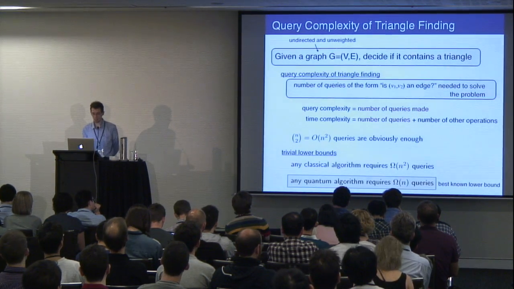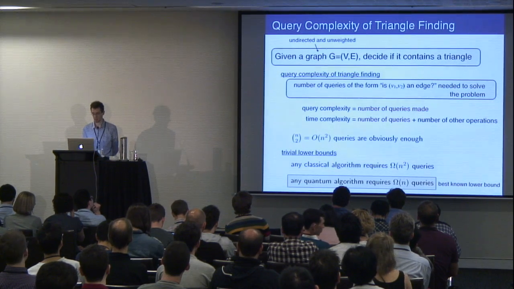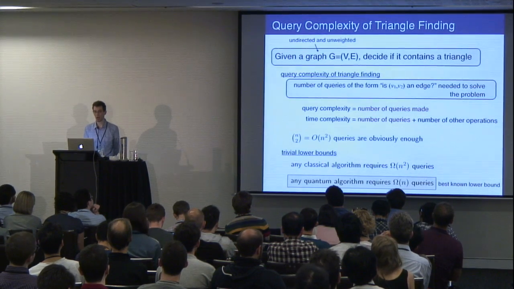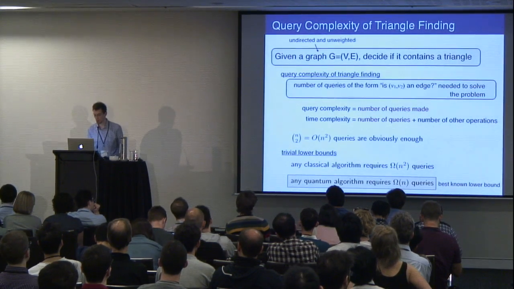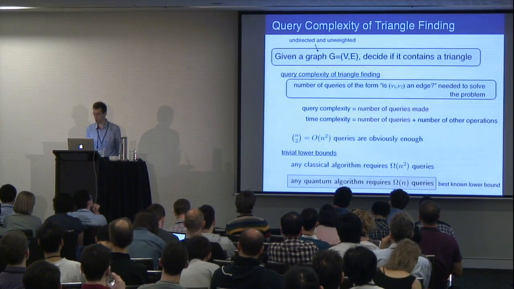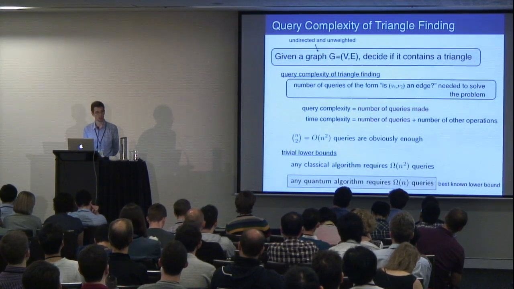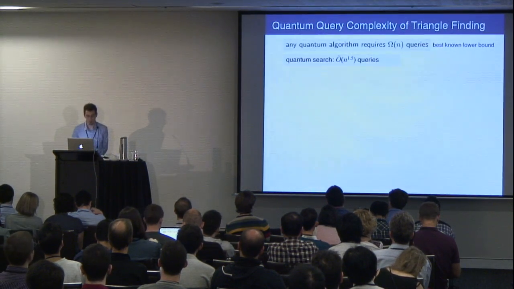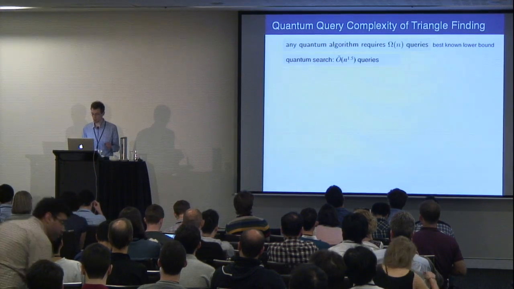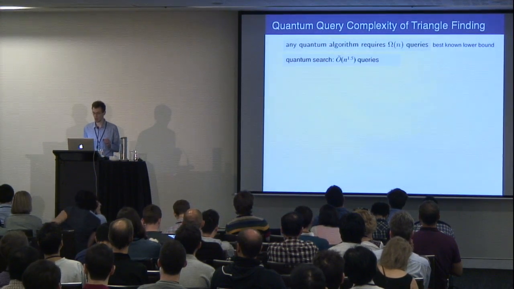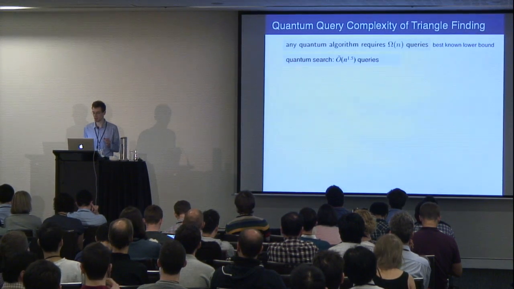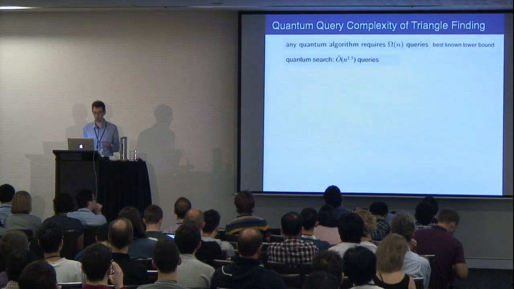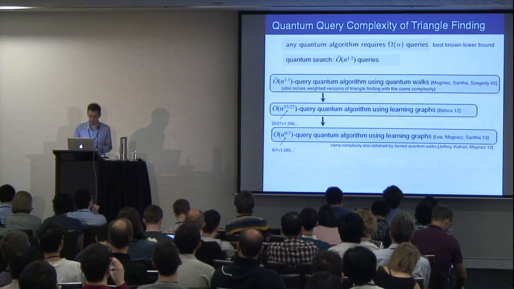And actually this upper bound is tight in the classical setting. It's easy to show that any classical algorithm for triangle finding requires omega of n square queries. But the same simple arguments only give a linear lower bound for the quantum query complexity of triangle finding, and this is still the best known lower bound. So up to this point, we have shown that the query complexity of triangle finding is lower bounded by n, and we have a trivial quantum search algorithm which achieves exponent 1.5. And actually you can do much better.